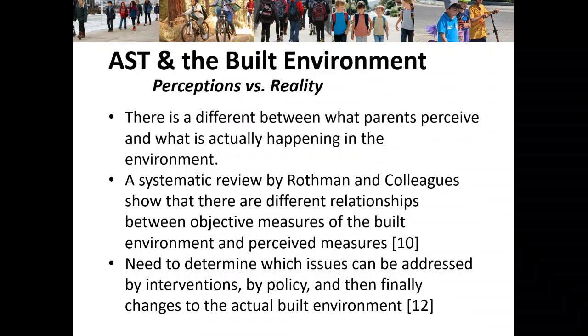A recent systematic review by Rothman and colleagues shows that there are different relationships between the objective measures of the built environment and perceived measures. They differ. Just because you think there's no safe ways to get to school doesn't mean there actually is. So that means we need to determine, as health promoters, as school board officials, as researchers, which issues can be addressed by interventions, which ones can be addressed by policy, and then if all else fails, what actually needs to be changed in the built environment to increase safety and improve perceptions.